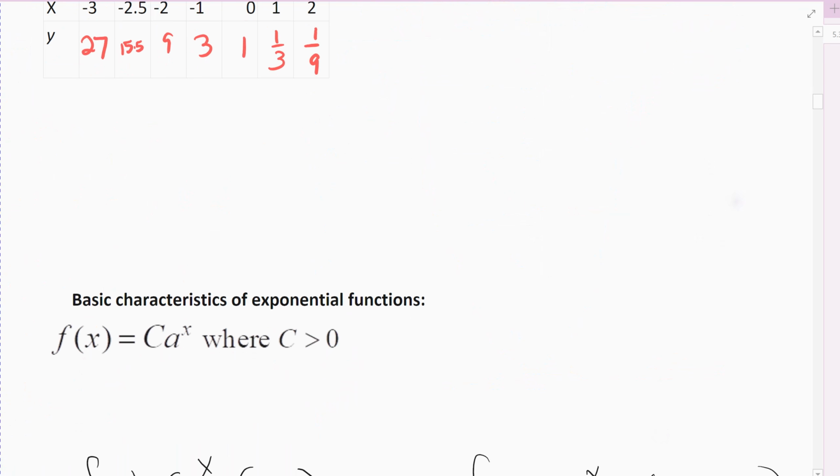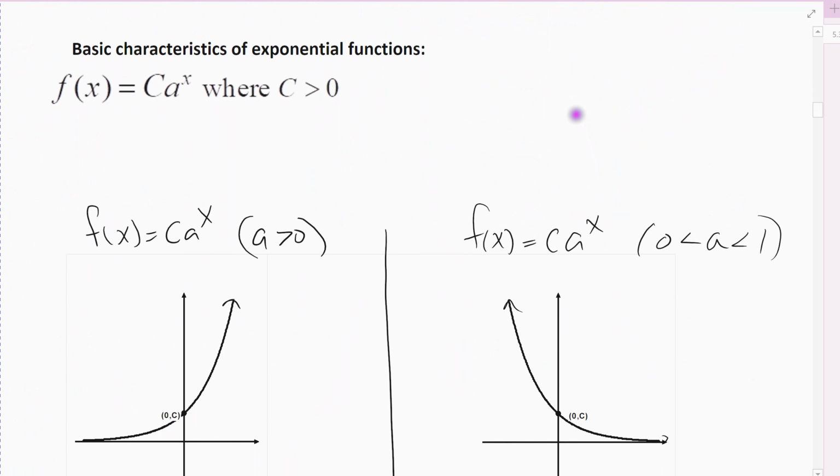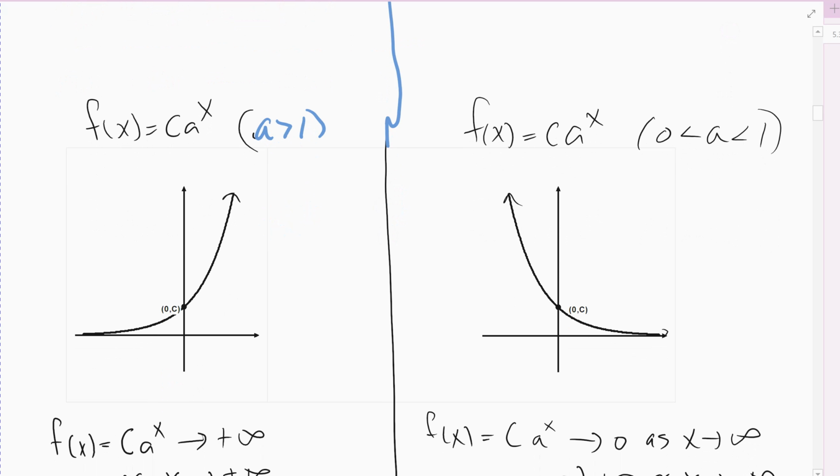Which leads us to the basic characteristics of exponential functions. The basic characteristics of exponential functions depend on what that a value is. If the a value is bigger than 1, I had a little trouble with this one transferring over, so it's split into two sections. If a is bigger than 1, so 2, 2.5, 3, 3.5, 4, 5, anything bigger than 1, the function has this shape.